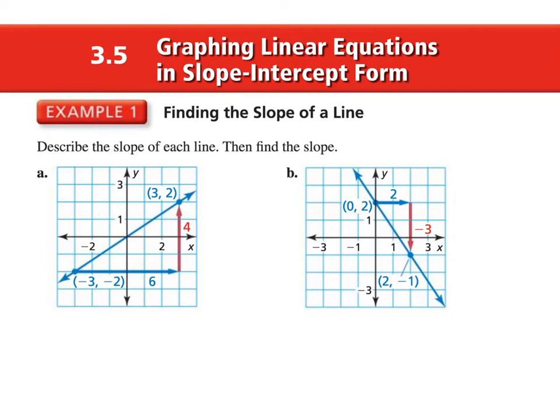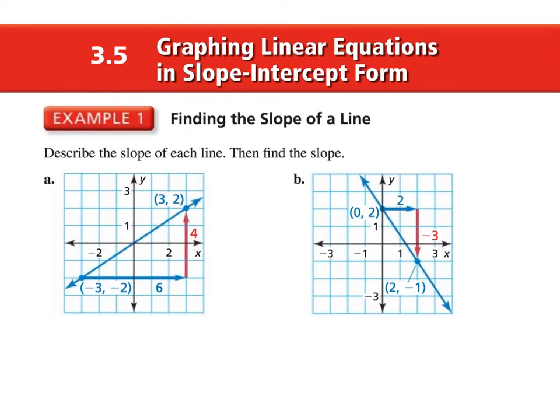All right, 3.5, graphing linear equations in slope-intercept form. A lot of graphing in this particular lesson. Describe the slope of each line, then find the slope. What's happening with this line? We'll just describe what's taking place going from left to right.